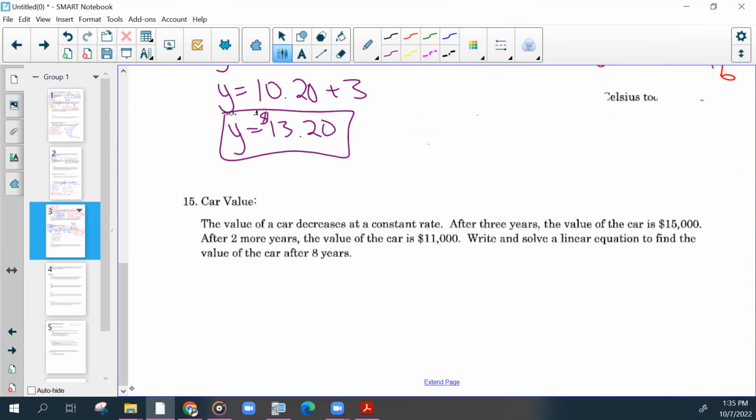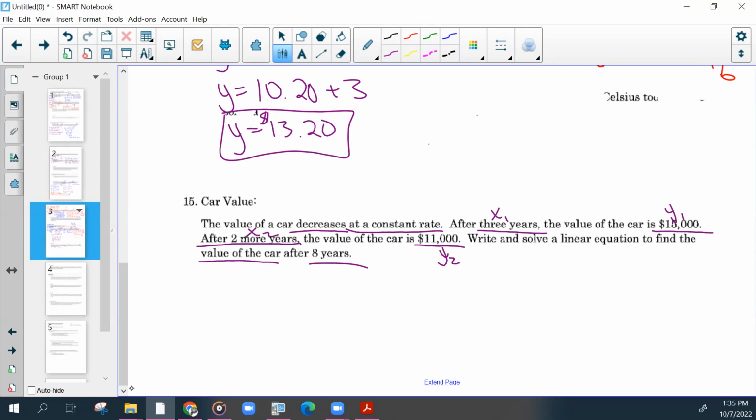Okay, for number 15, the value of a car decreases at a constant rate. After 3 years, the value of the car is 15,000. After 2 more years, the value of the car is 11,000. We have to write and solve a linear equation to find the value of the car after 8 years. Because this is in the section where it's given 2 points, we know that number of years is going to be your x, and the value of the car or total value is going to be your y. It gives us 2 points, so this would be 3 for x1, 15,000 for y1. This would be x2, this would be y2.